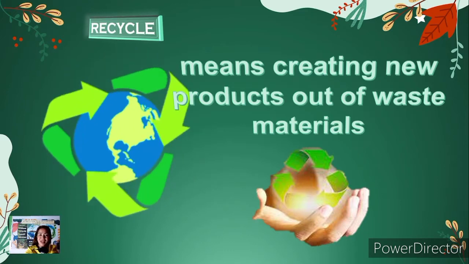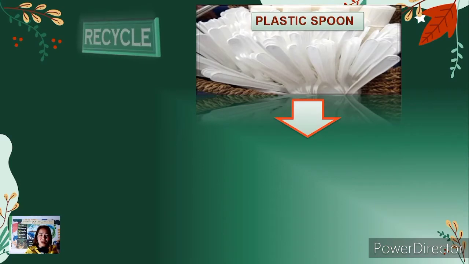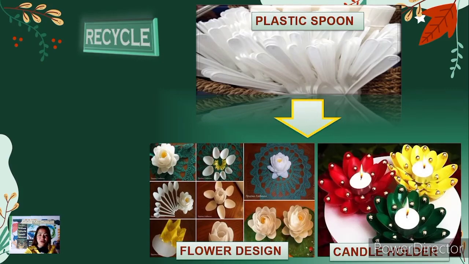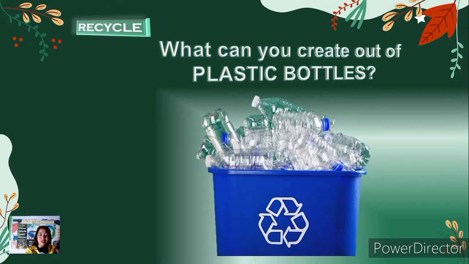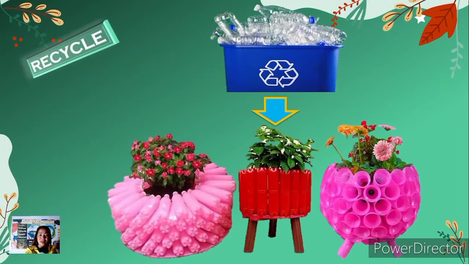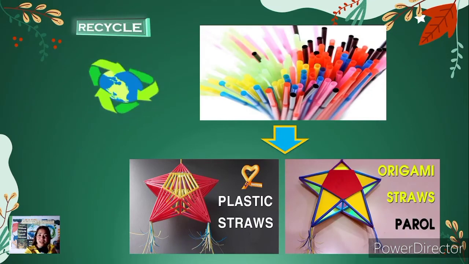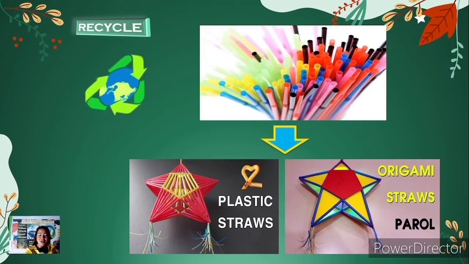Get ready to be creative! What can you create out of plastic spoon? Maybe a flower design or a candle holder. How about with water bottles? It can be a flower pot like this. How about with plastic straws? Ooh, maybe a star lantern or parol. In this way, you were able to reuse waste by creating something out of them.